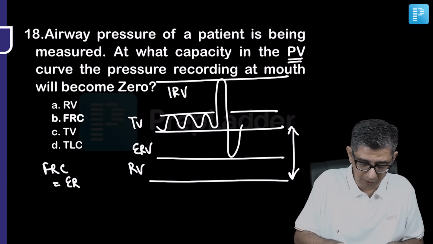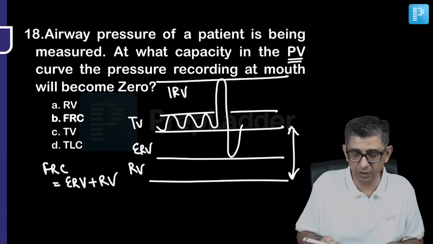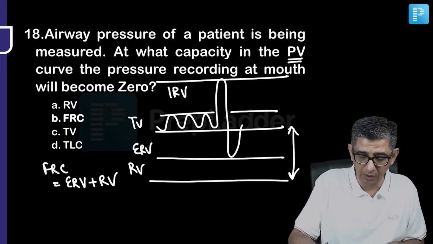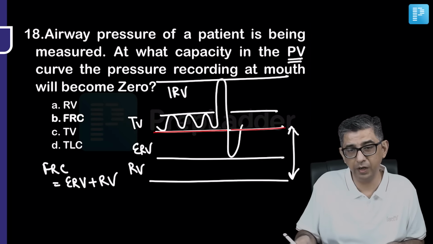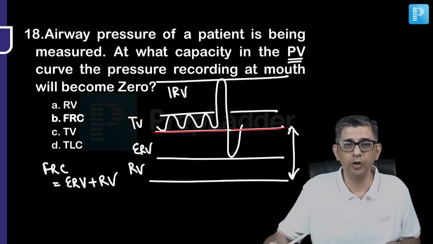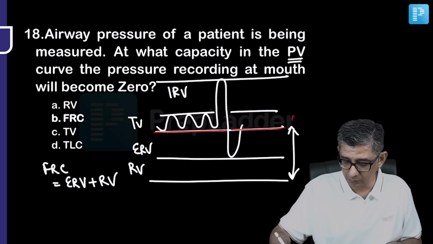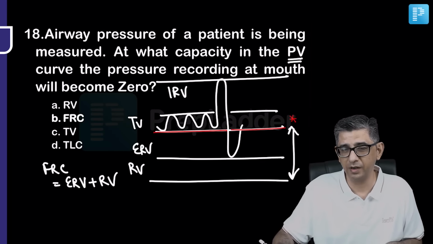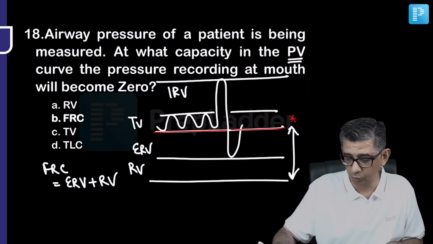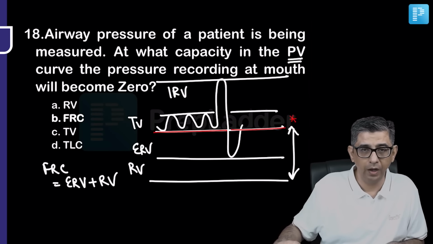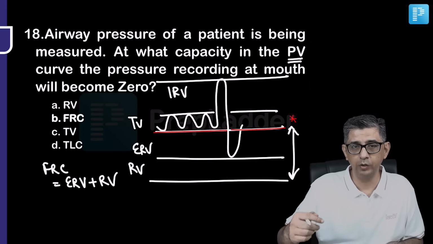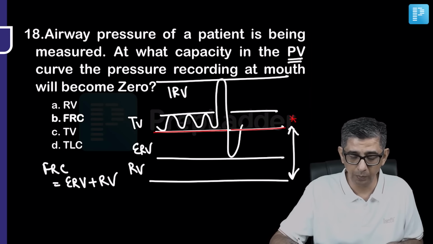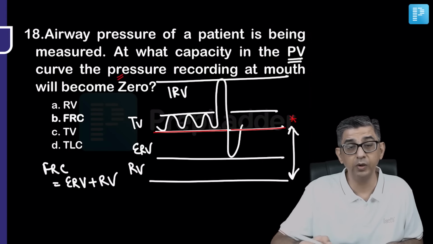So let us assume that I have no knowledge of physiology, how would I solve this question? This would be the baseline, no? This is the baseline that I'm showing at the moment, and around this baseline you have the tidal volume, IRV. Because this is the baseline, I can take this as a reference value of 0, and above and below it are certain values which are mentioned. So the correct answer for where the pressure recording in the mouth would be 0 in a pressure volume curve would be functional residual capacity.